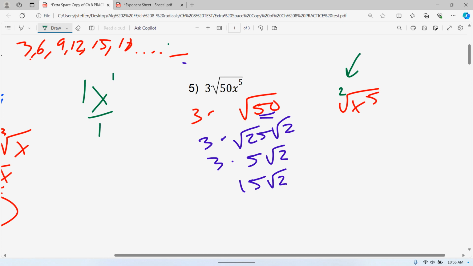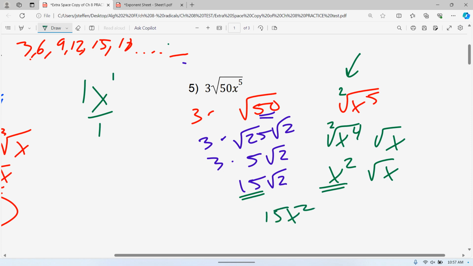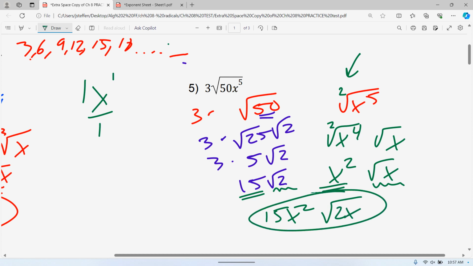So a multiple of 2 as close to 5 as I can get without going over has to be 4. If I have 4 x's, I still need 1 more to get my 5. Then 4 divided by 2 is 2. So you end up with an exponent of 2. Again, that makes the radical cancel. Then we can't reduce anything with that square root of x. So when you're finally done, everything that's not inside of a radical goes together, 15x squared. Everything that is inside of a radical goes together in one radical, 2x.